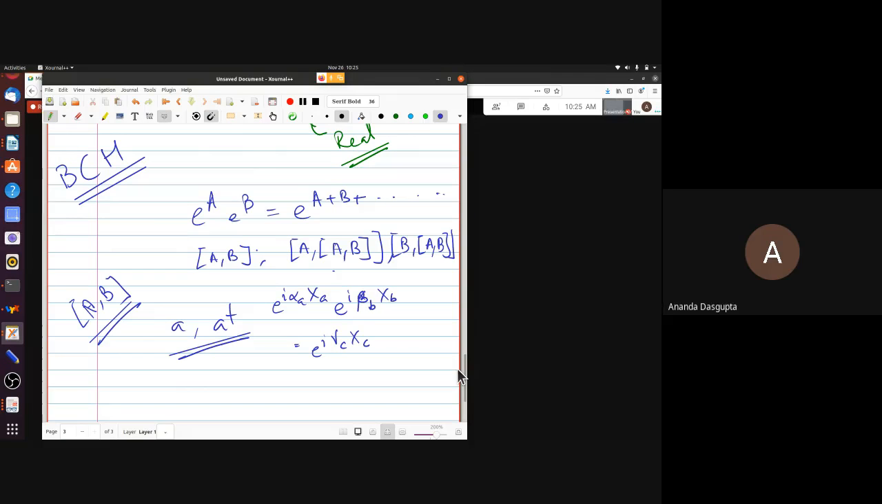You should be able to find out, when you compose two group elements with parameters alpha and beta, what is the parameter gamma going to be? In general, the composition rule may turn out to be extremely complex, but at the heart, there is this very simple thing that if you know the structure constants, you know everything. Is this okay?